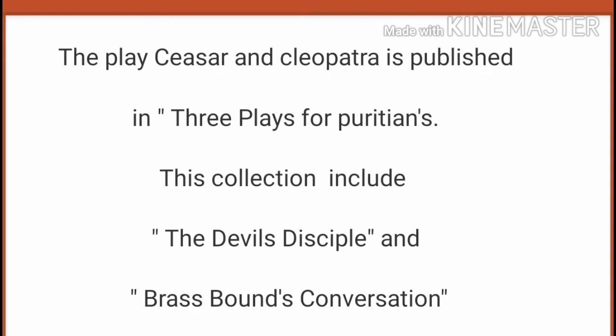The play Caesar and Cleopatra is published in Three Plays for Puritans. The other works included in this collection are The Devil's Disciple and Captain Brassbound's Conversion.